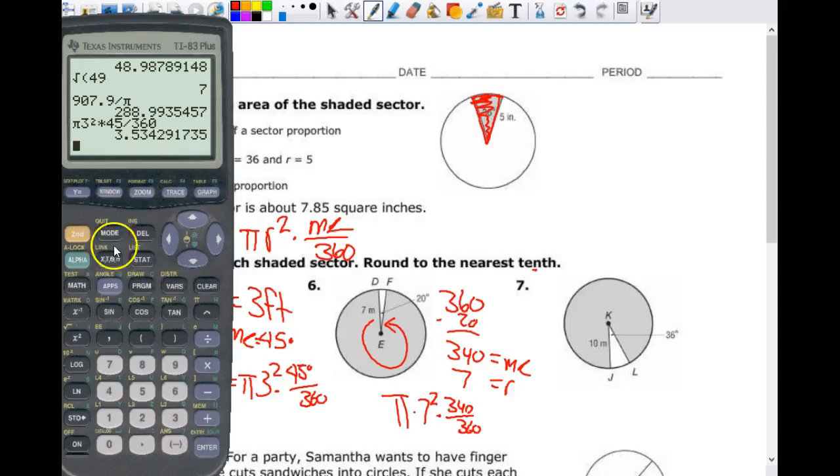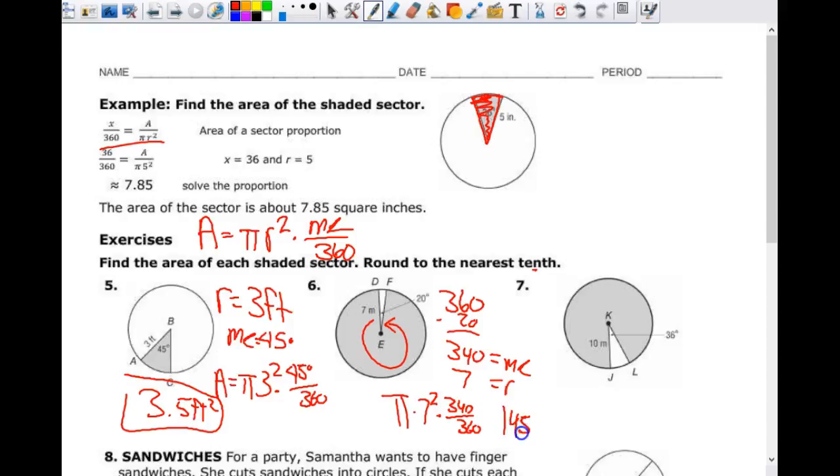Pi times 7 squared times 340 divided by 360. 145.4 meters squared.